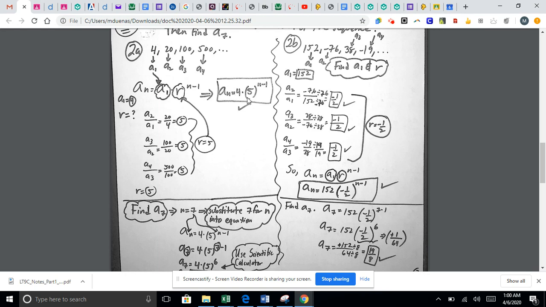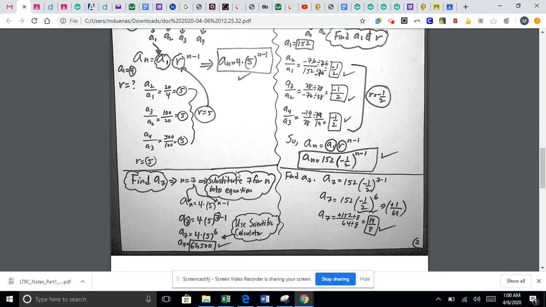So here's our equation for 2a. And so we're going to substitute the 7 in here. So when we substitute 7 here and here, we're going to get a sub 7 is equal to 4 times the quantity of 5 to the 7 minus 1. So again, order of operations, we've got to simplify the exponent here first. There's nothing we could do in parentheses, so we skip that, then we go to the exponent. Since the exponent needs to be simplified, we can subtract 7 minus 1, and that will give us 6.